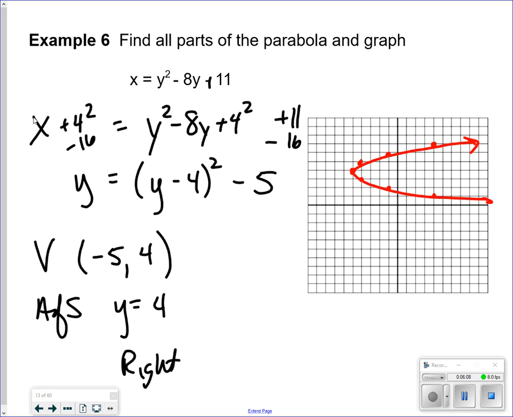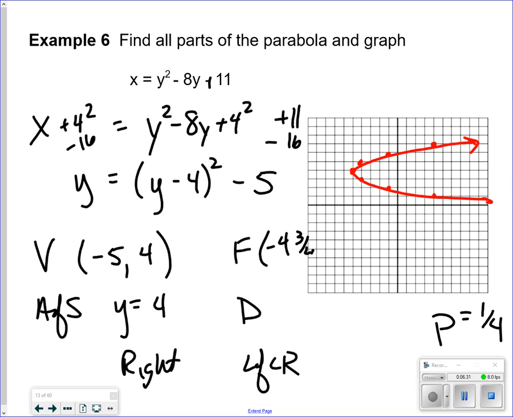3 more questions that I have to answer. What is the focus? What is the directrix? And what is the length of the latus rectum? On the test, you'll have all 6 blanks there. It won't be a situation where you have to memorize which questions you have to answer. If I went P, which is 1 over 4a, to the right and made a point, you're talking about -4 3/4, 4. If I went P to the left and drew a vertical line, you're talking about -5 1/4. And the length of the latus rectum is always 4p.